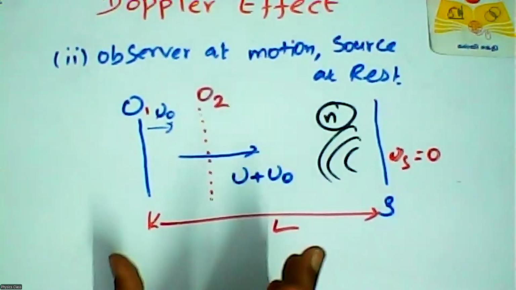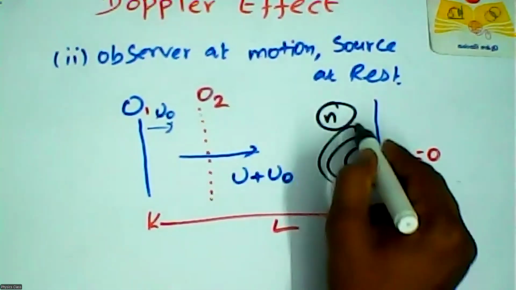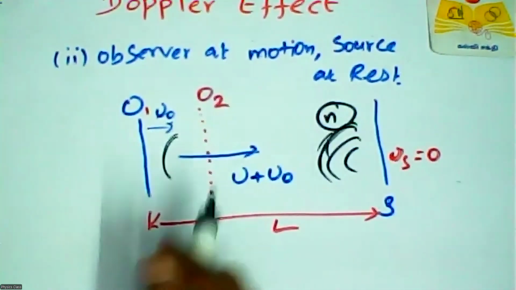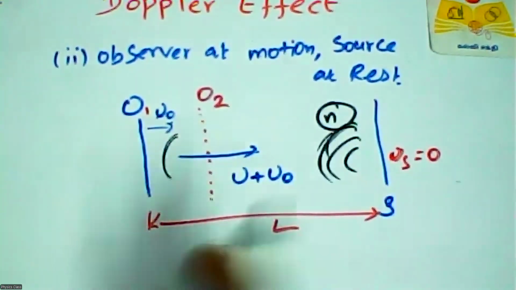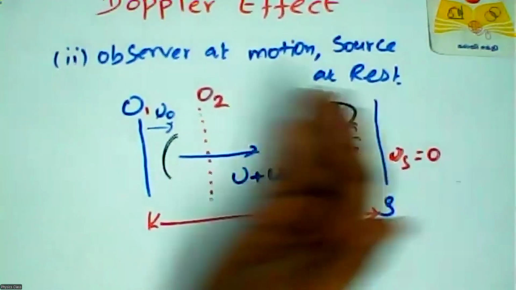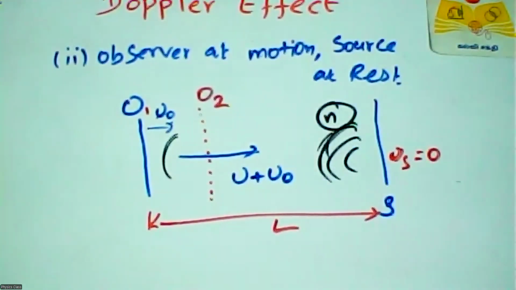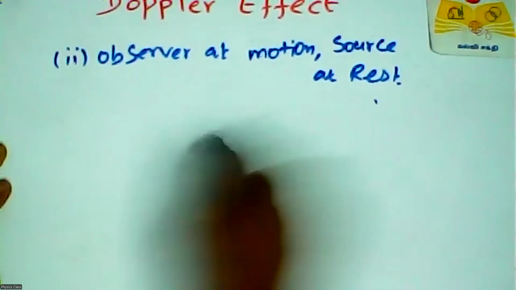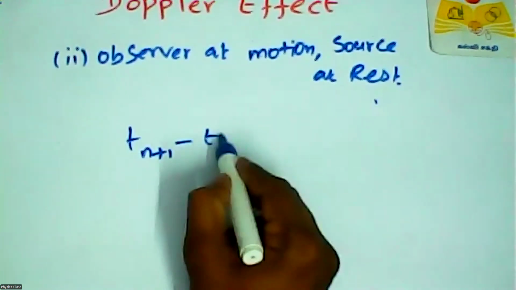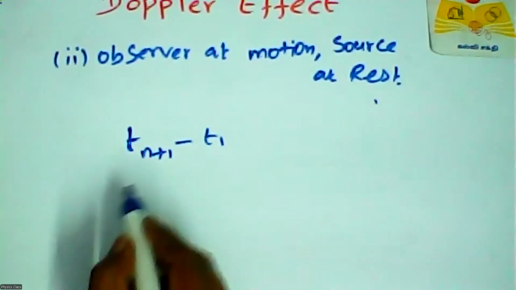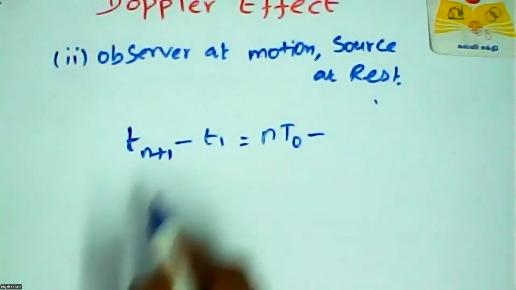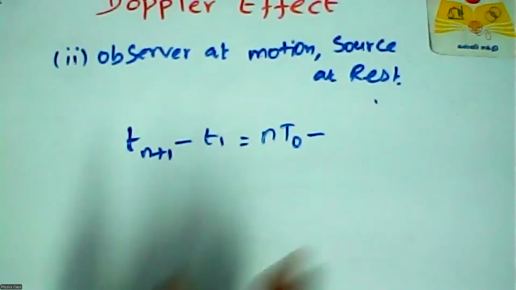So the time interval between the arrival of the first, because the source is producing a sound and the observer is moving here. So he approaches some one crest, and some other time he meets another crest, that is maybe the n plus 1 crest. So the time interval between the arrival of the first crest and the n plus 1 crest means T(n+1) minus T1. Already we know that. So T(n+1) means here n into T naught minus T1. T1 is the initial crest or first crest.